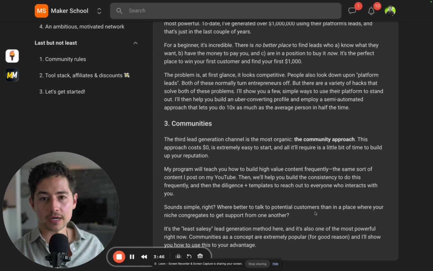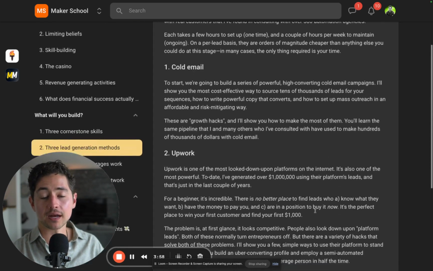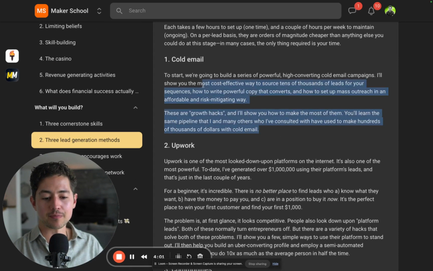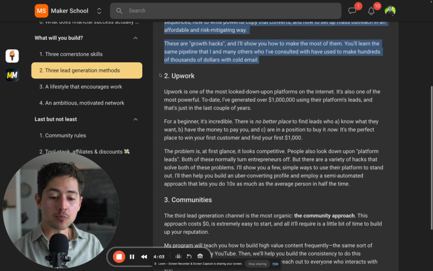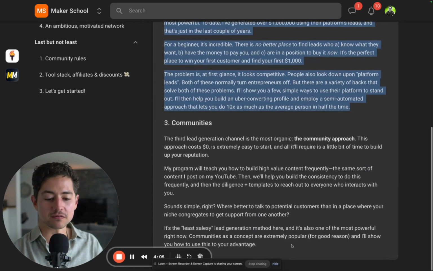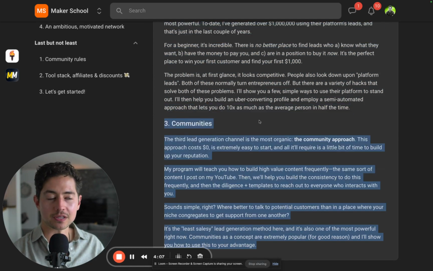It's working right now. I don't know if it's going to work a year from now. Maybe things will be a little bit different. But a lot of the time, it's not necessarily about learning a specific way to do lead gen. It's about learning how lead gen works in general, because any one of these lead gen methods could just disappear overnight. Gmail could patch their cold email thing. Upwork could become 100 times more expensive. Communities fundamentally could change the way that they work, right?